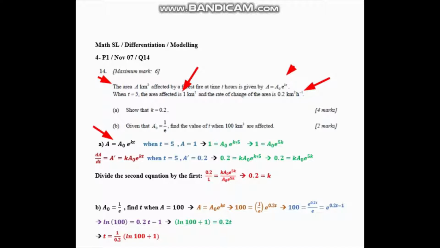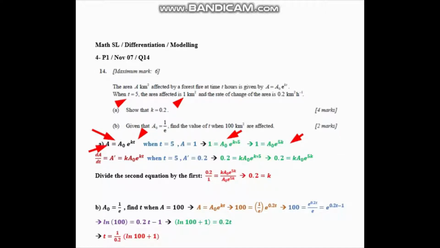So let's write down the given equations. We are told when t equals 5, A equals 1. So let's plug this into the black equation right there. So 1 equals A naught e to the power of k times 5. I've simply removed this A and plugged in 1, and removed the t and plugged in 5. So I get 1 equals A naught e to the power of 5k.